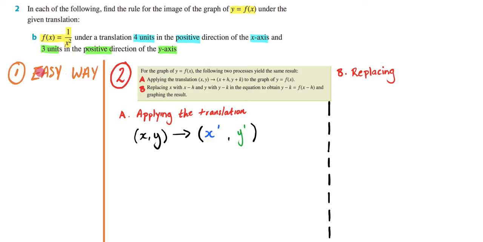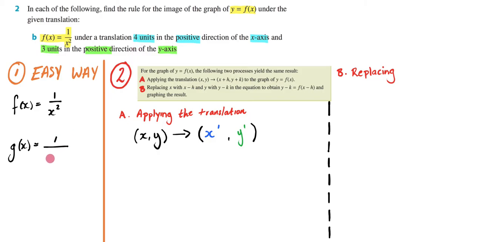Now, there are 2 ways we can approach this problem. The first way I'm calling the easy way. So we know that we're dealing with f of x equals 1 over x squared. Based on our gallery of graphs section that we did in ECP, we know that 1 over x squared is a truncus. What we're doing here is shifting it 4 units right and 3 units up, so we're going to be creating a new function. Let's call that new function g of x. And we're going to be shifting it 4 units in the right-hand direction.